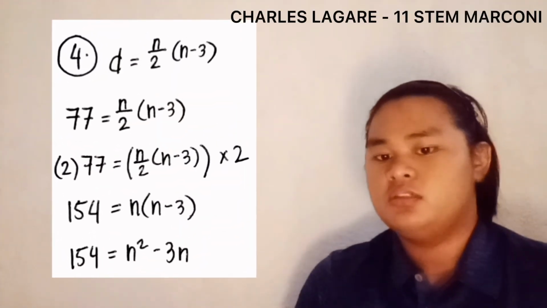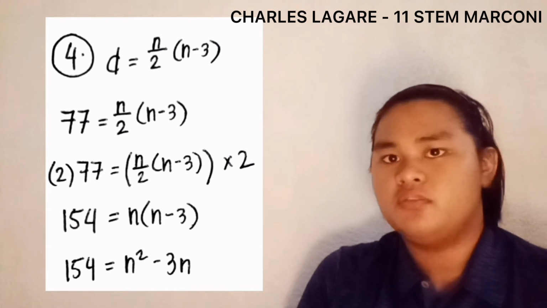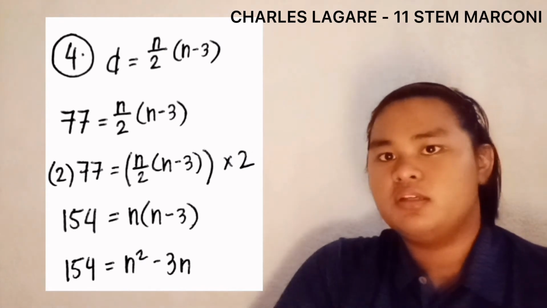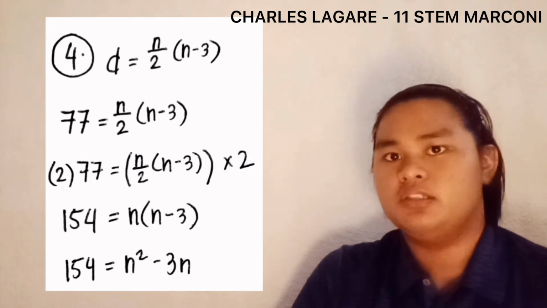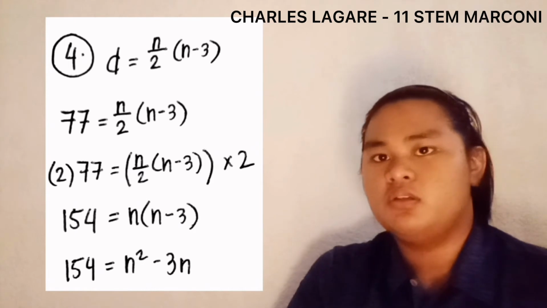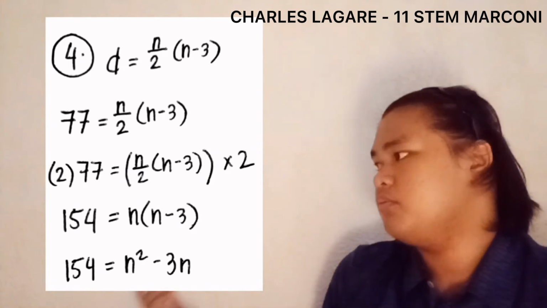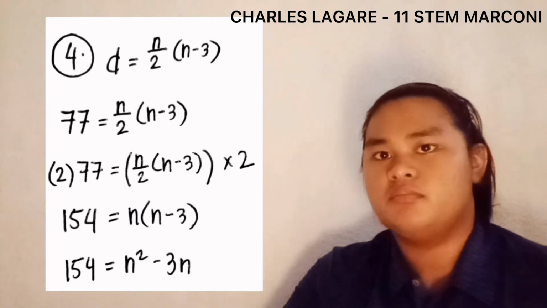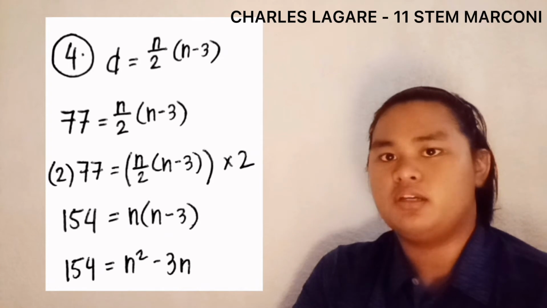Number 4. D is equal to n over 2 times n minus 3. First, substitute the value of D. So 77 is equal to n over 2 times n minus 3. And then we multiply both sides by 2 to cancel out the fraction. So 2 times 77 is 154, equal to n times n minus 3. And then we multiply n times n minus 3. So it's 154 is equal to n squared minus 3n.